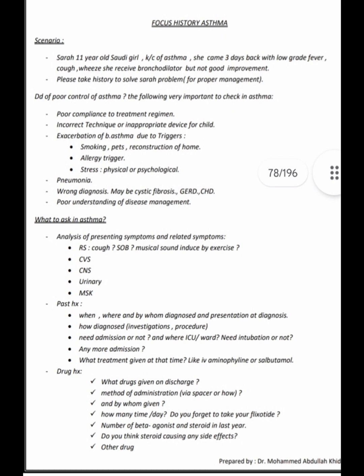Now, what to ask in asthma? Analysis of the presenting symptoms and related symptoms. The respiratory system: cough, shortness of breath, musical sound induced by exercise. Also, we ask about CVS, CNS, urinary, and musculoskeletal system.